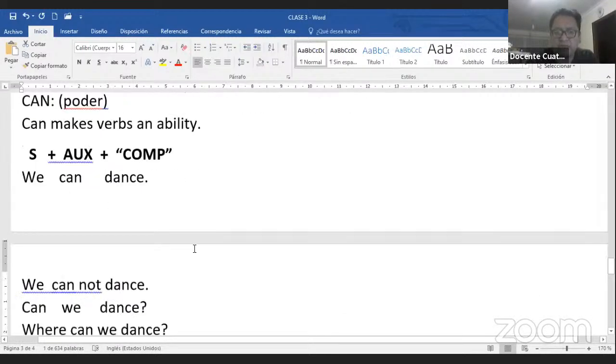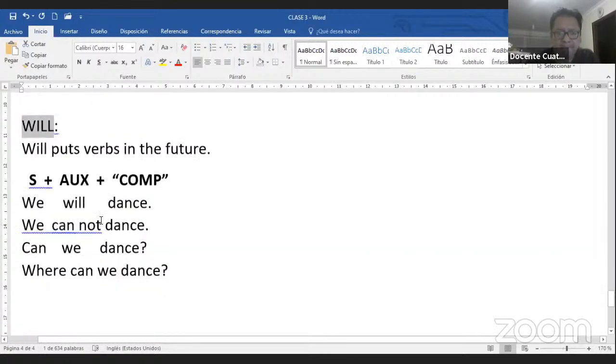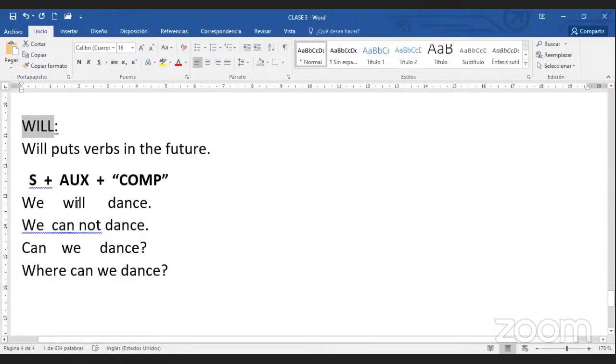No tenemos verbos para hablar de habilidad en pasado o posibilidad al futuro, como hace el could. Por eso les asignamos las palabras en español, ¿ok? ¿Se entiende esa parte? Sí, yes. Very good. Yes. We will dance.